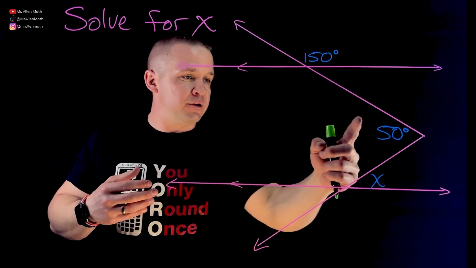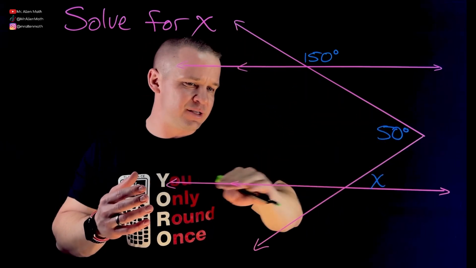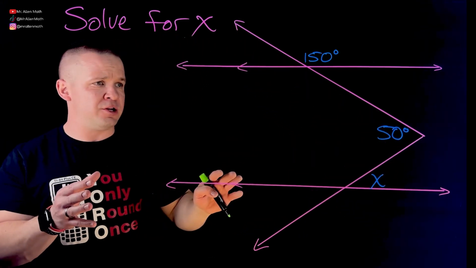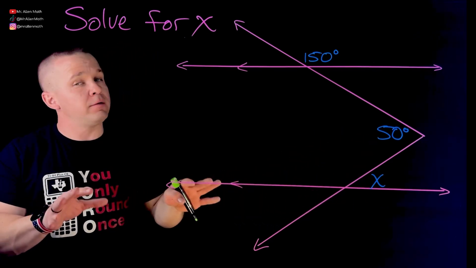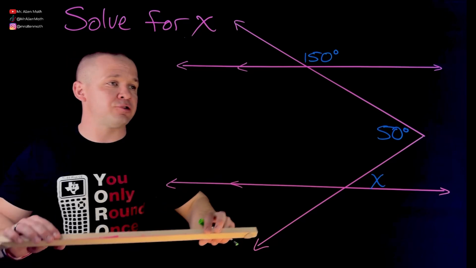First thought, you might be like, oh, is it 50 and 50? They're alternate interior. Well, no, because this line isn't parallel to this line. So that won't work, right? What else could I do? Is it complementary to it? Is it 40? No. But what you can do here, guys, take a straight edge.